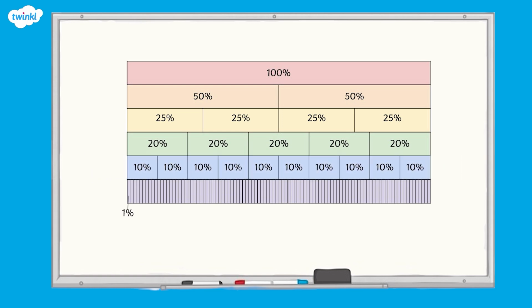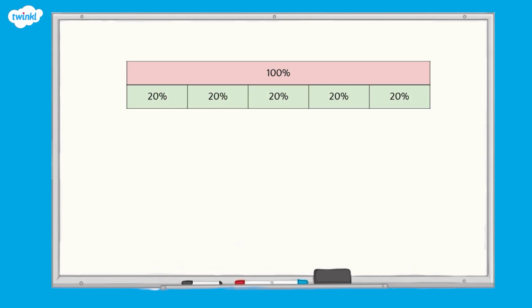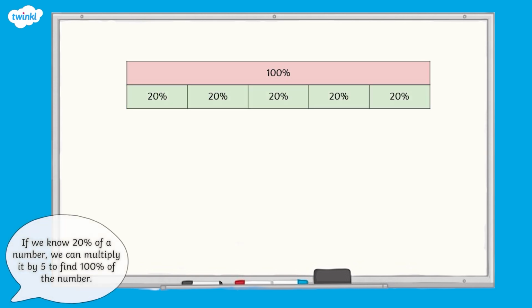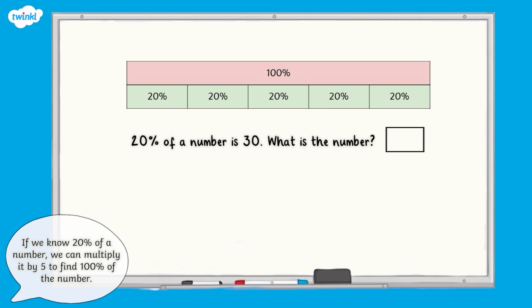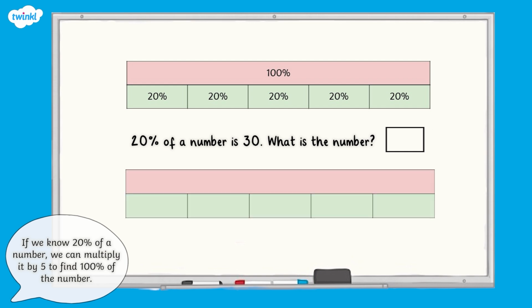We can use these relationships to work out missing values. For example, if we know 20% of a number, we can multiply it by 5 to find 100% or the whole number. Let's try it. 20% of a number is 30. What is the number? 30 multiplied by 5 equals 150. So the number is 150.